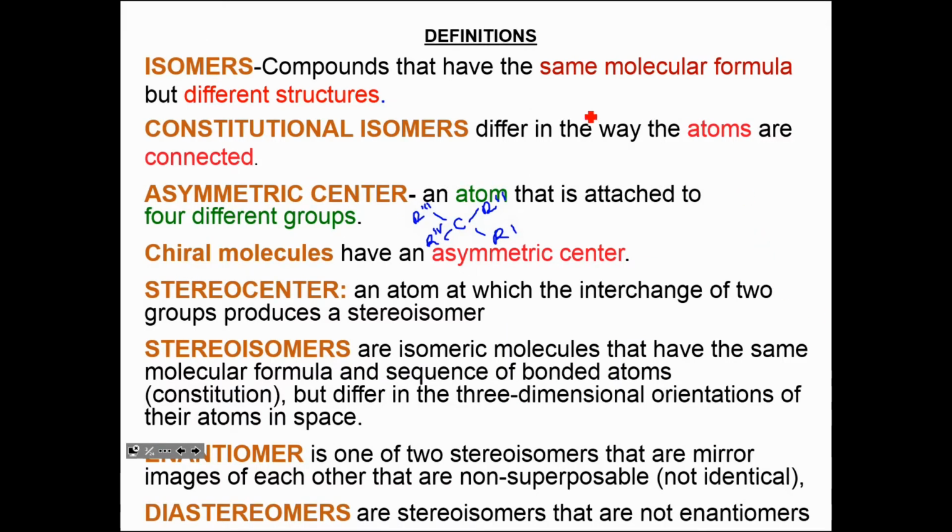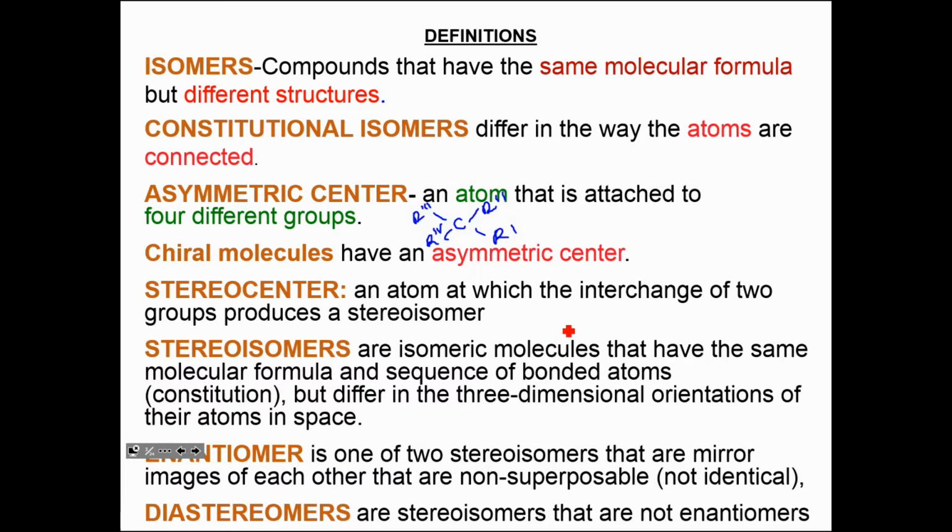A few definitions here. Isomers are just compounds that have the same molecular formula but different structures. Constitutional isomers are different in the way the atoms are connected. Asymmetric centers are where you have a central atom connected to 4 different groups. Like here, the central atom is carbon, but you might have even a nitrogen or a phosphorus. Chiral molecules contain an asymmetric center, which is the middle of a molecule surrounded by 4 different groups, or 3 different groups depending on the valency of the central atom.